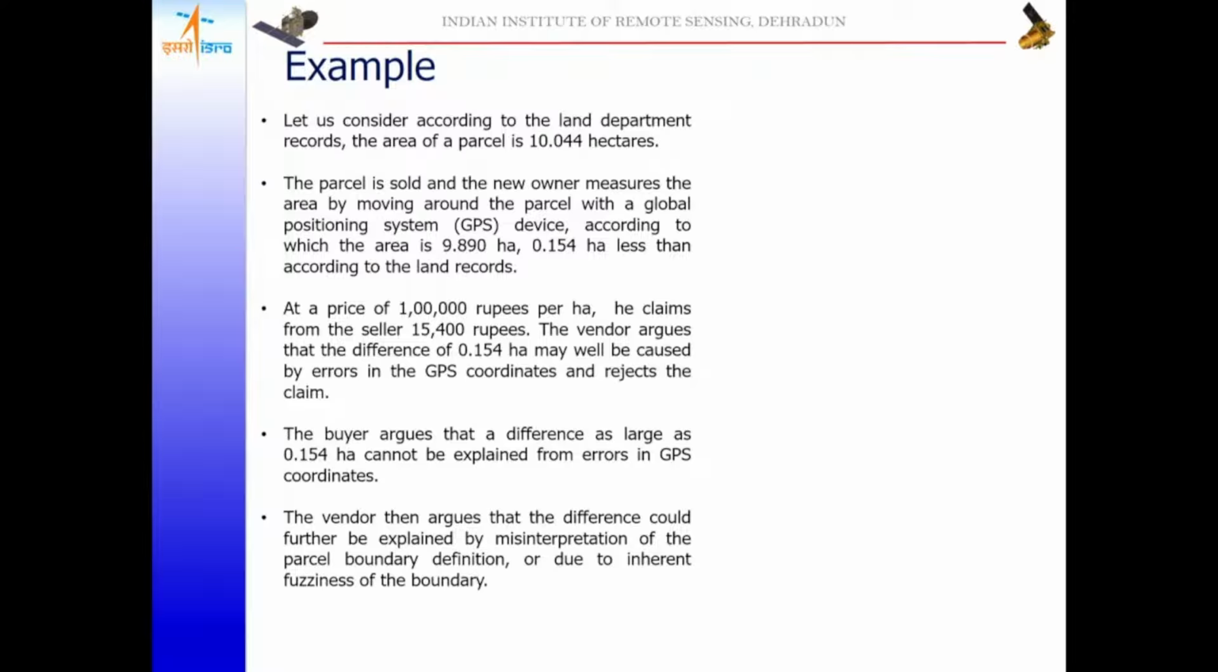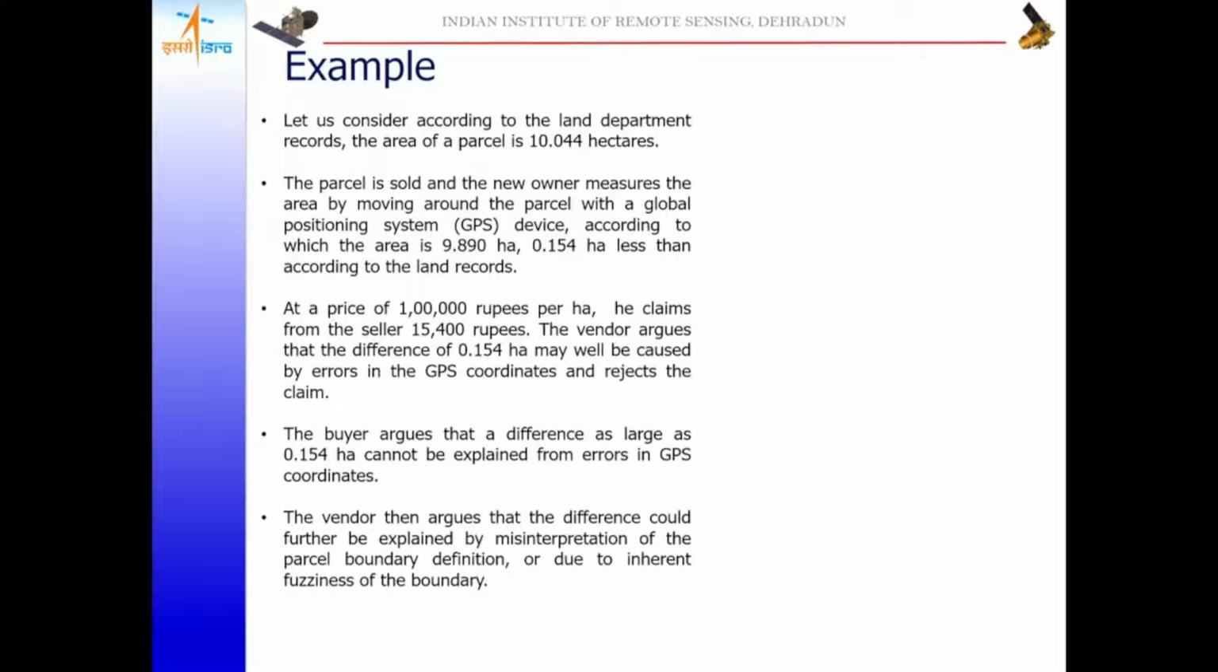So the seller said, no, no, you are not telling it correctly. You can see this land record, this is the registration from the registration department, and this area cannot be less. This is the area whatever I have sold you. But the buyer said, you are wrong, because a GPS device cannot be incorrect. Okay, GPS is giving precise information.